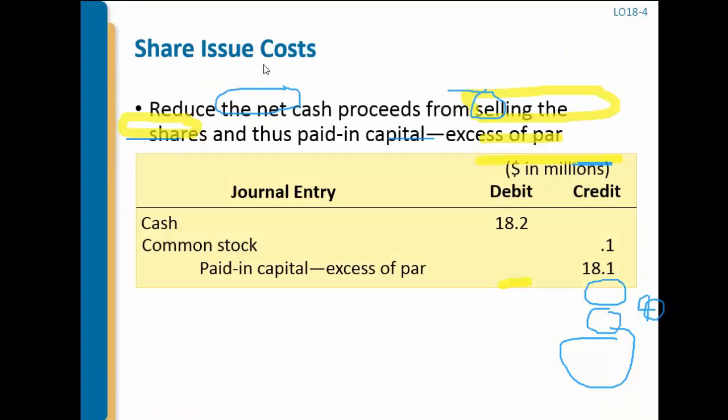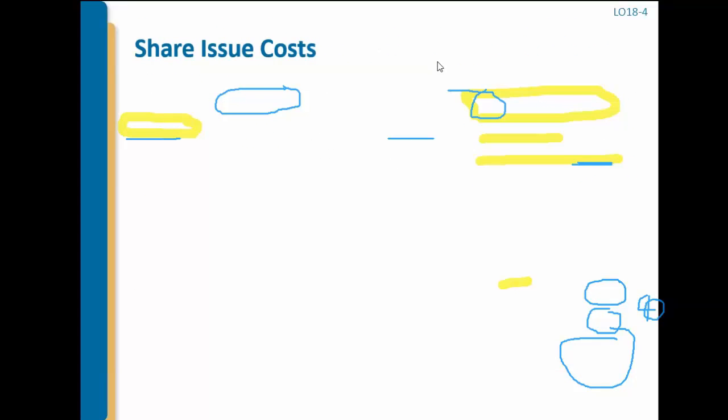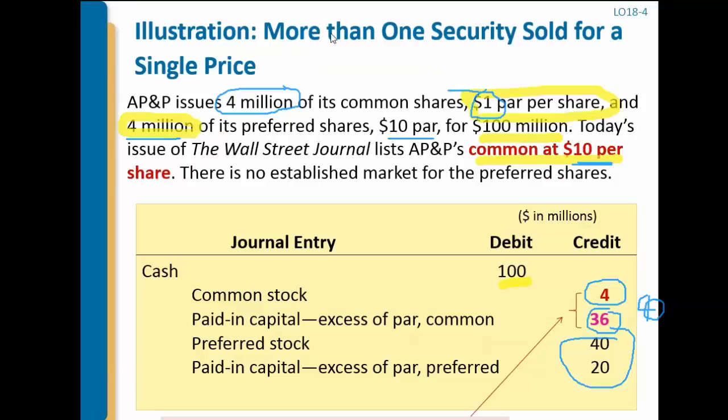The other point that I want to make here is dividends on preferred stock are paid based upon par value. Go back over here and just make this point. So it doesn't say what the dividend is on the preferred stock, but the point is that it's paid based upon the $10 par value. So in general, the preferred stock is going to have a significantly higher par value than common stock.